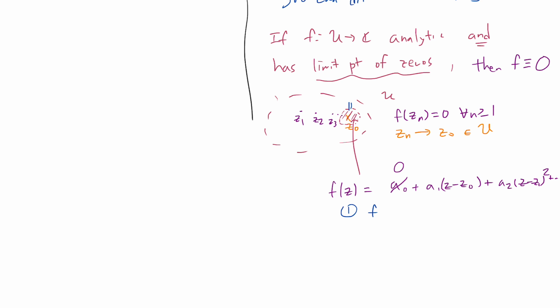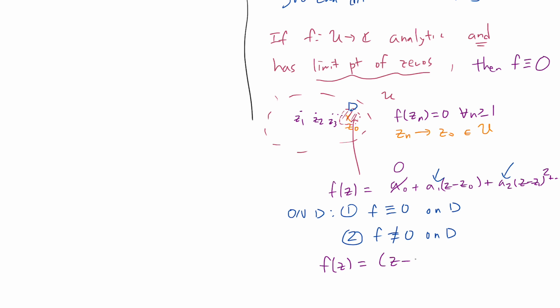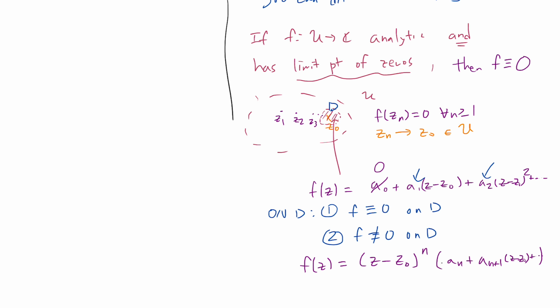Let's give this disk a name, say D. At least on D, two things can happen. Either f is identically 0 on D. That's one possibility, and in this case, I'll continue the argument later. The second case, where we're going to get a contradiction, is that f is not identically 0 on D. In that case, at least one coefficient has to be non-zero, like maybe a1 is non-zero, or a2. So just consider the smallest such coefficient, and we can write f of z as (z minus c naught) to some power n times (an plus a(n+1)(z minus c naught), and so on). Here the critical thing is that by minimality of n, the constant part an is non-zero.